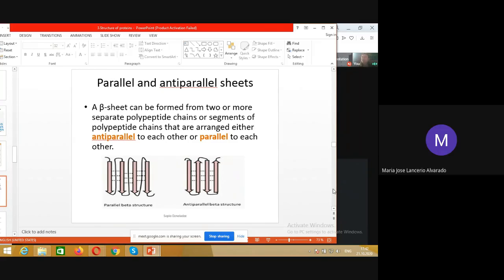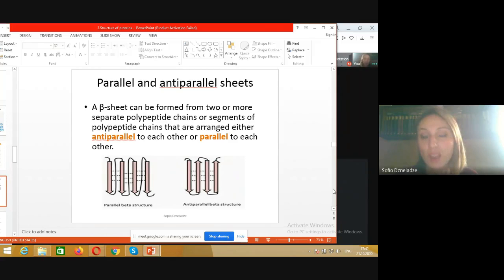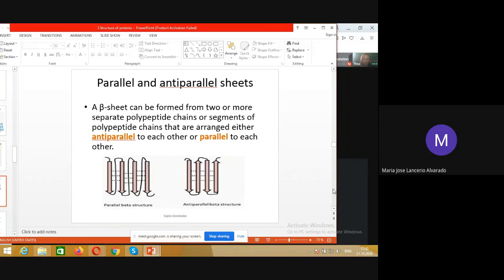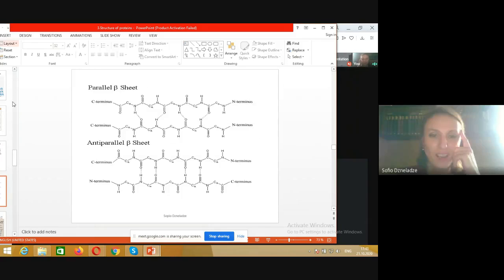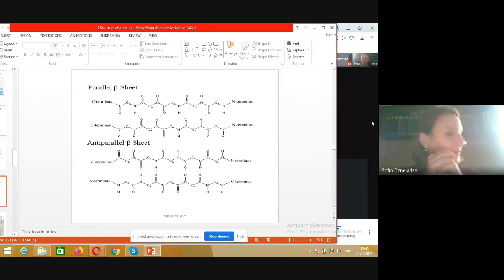So when the polypeptides have the same direction, it's parallel. When the polypeptides have a different direction, it's anti-parallel. Okay? When polypeptides have a different direction, it's anti-parallel, and when the polypeptides are in the same direction, it's parallel. Okay, once again, explain it.